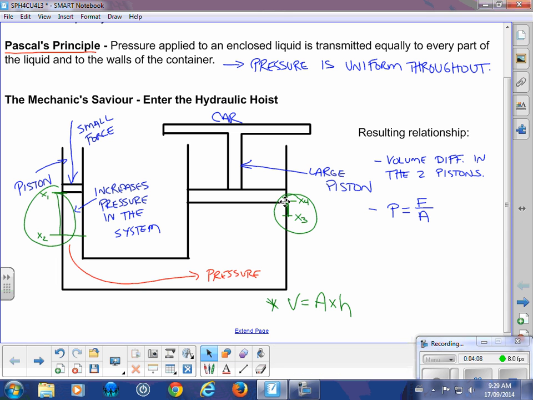So the actual relationship that comes out of this result is the force of the small piston divided by the area of the small piston. That ratio is equal to the force of the large piston divided by the area of the large piston. And there's Pascal's principle for us.